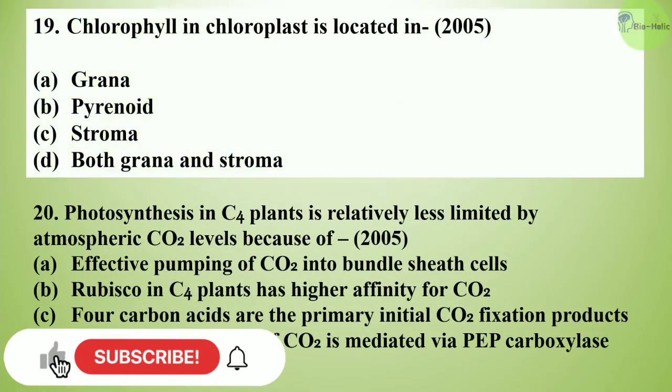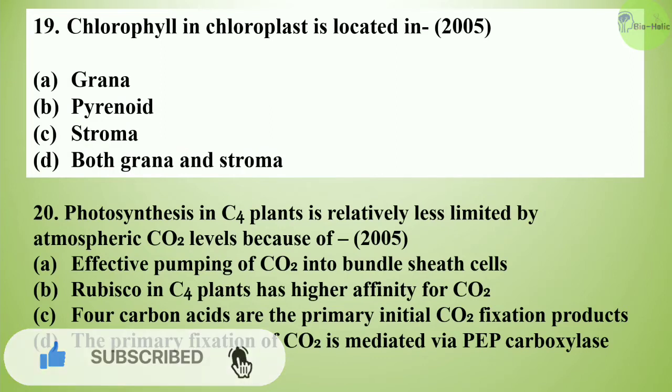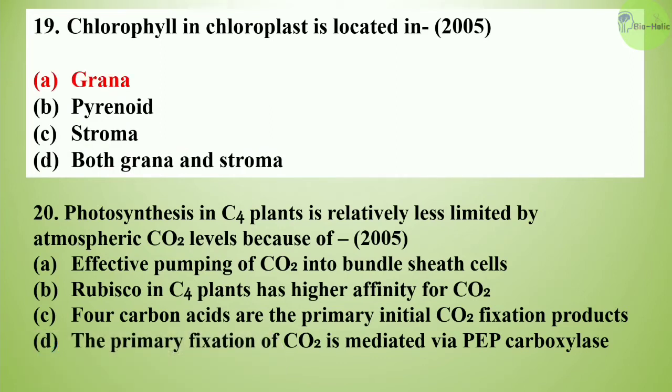Next is chlorophyll in chloroplast is located in grana, pyrenoid, stroma, or both grana and stroma. We know that chlorophyll in the chloroplast is present in the grana.